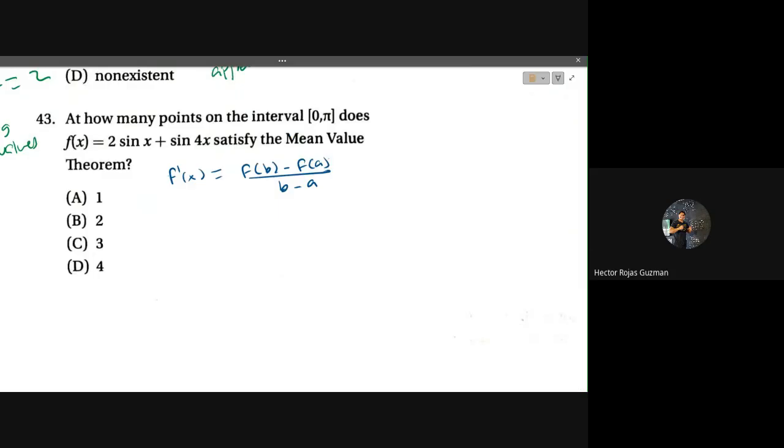So let's take the derivative. The derivative would be 2 cosine of x plus 4 cosine of 4x. And the average rate of change from 0 to pi would be f of pi minus f of 0, divided by pi minus 0.